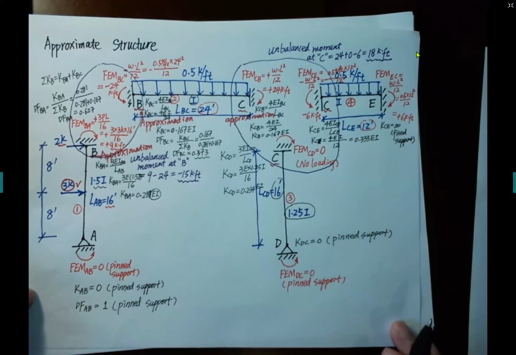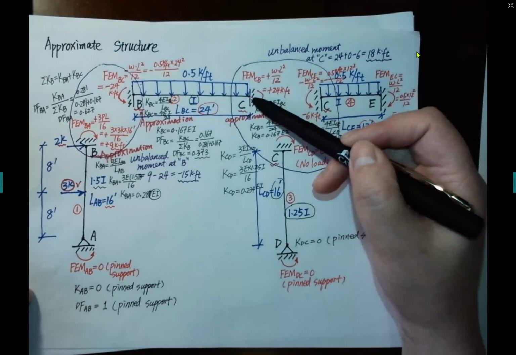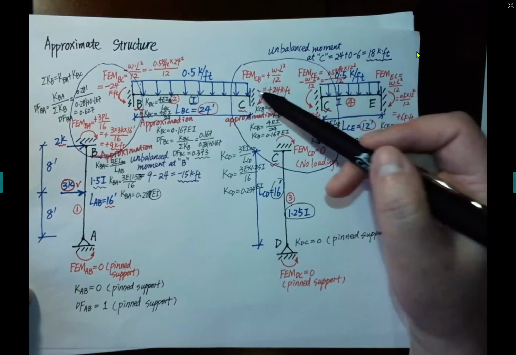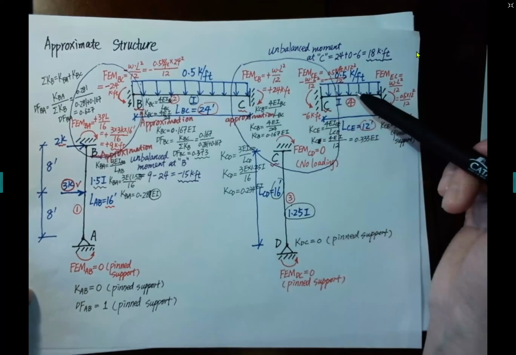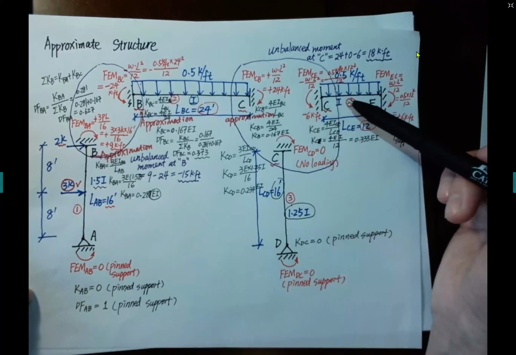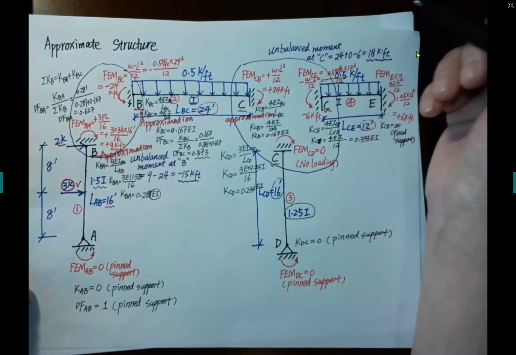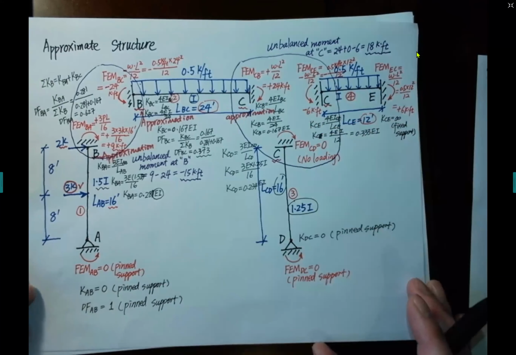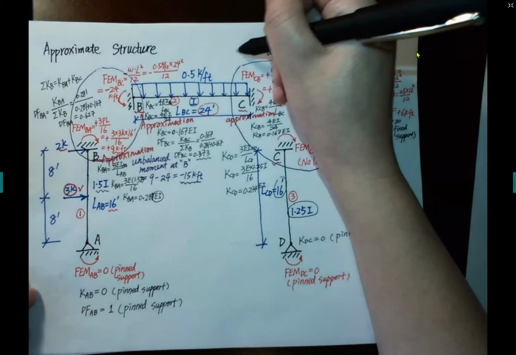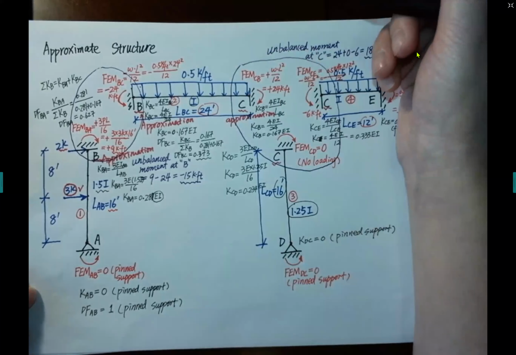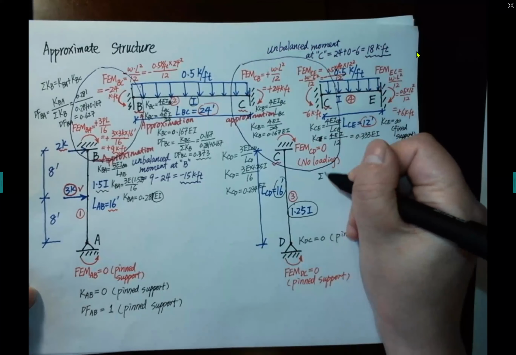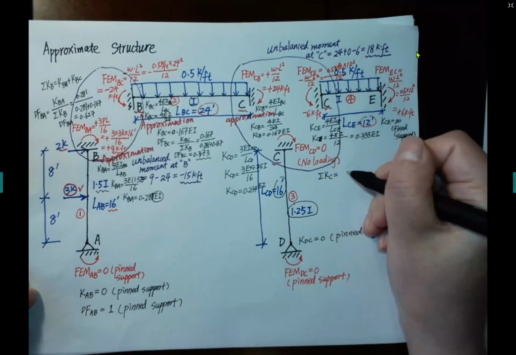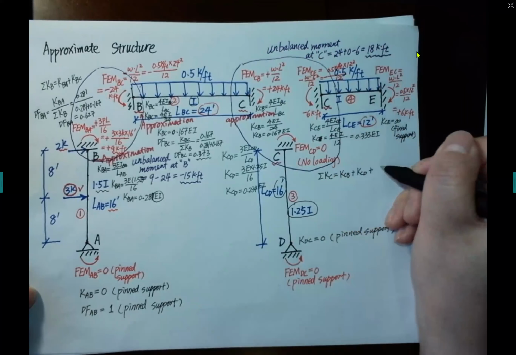Then we move to joint C. For this example, there are three members connected at C: CB, CD, and CE. All those members have a stiffness contribution. So when we calculate the relative stiffness or distribution factor of each member, we use the stiffness of each member divided by the total stiffness. And we notice that the total stiffness at joint C equals KCB plus KCD plus KCE.